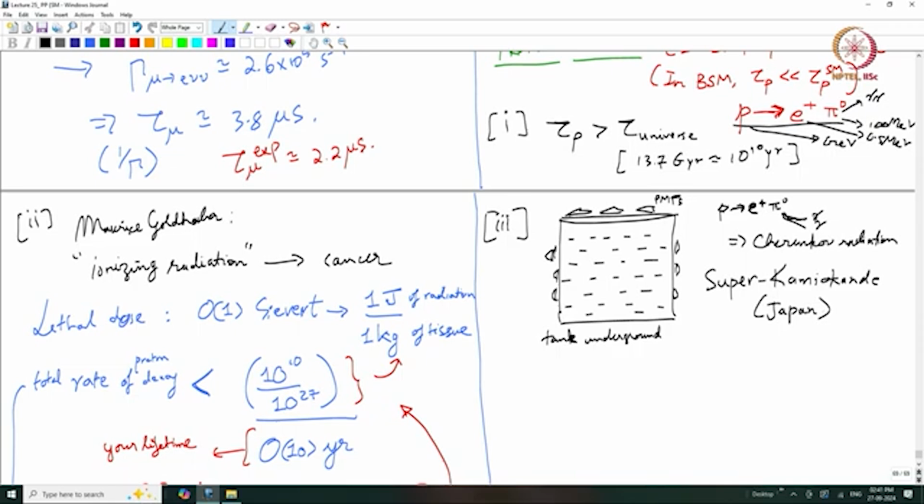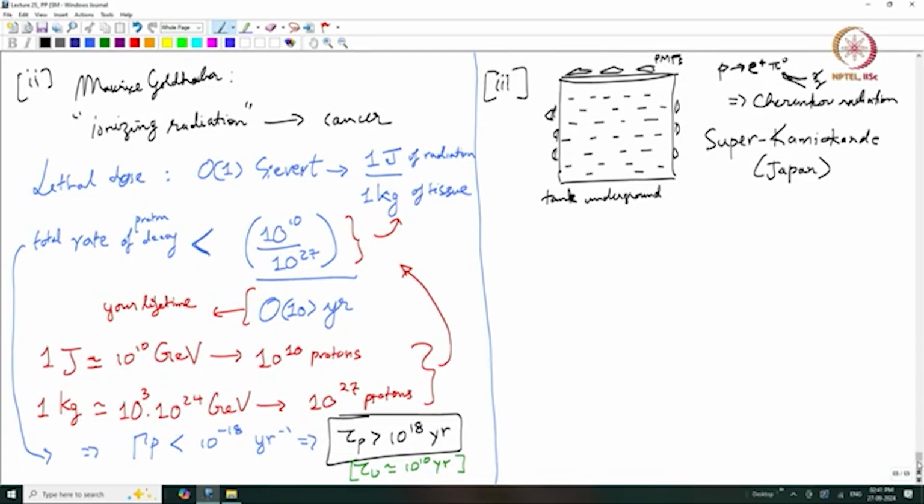Okay. And the Super-Kamiokande people have set the best limits on the decay of the proton. So how did they do that? Again, the principle is the same. Okay. They actually have in their experiment 22.5 kilotons of water. Okay. How many protons is that?